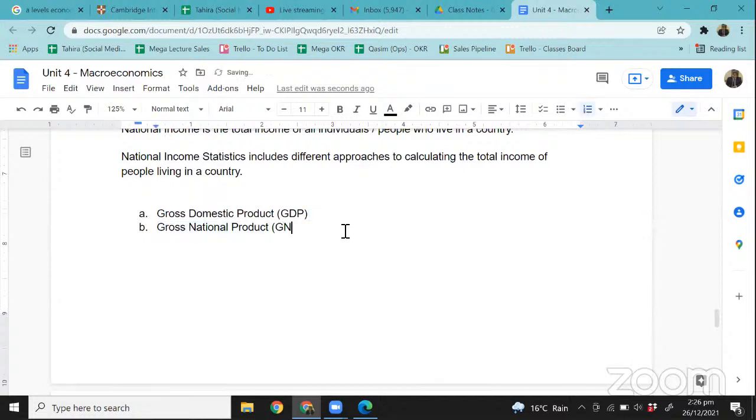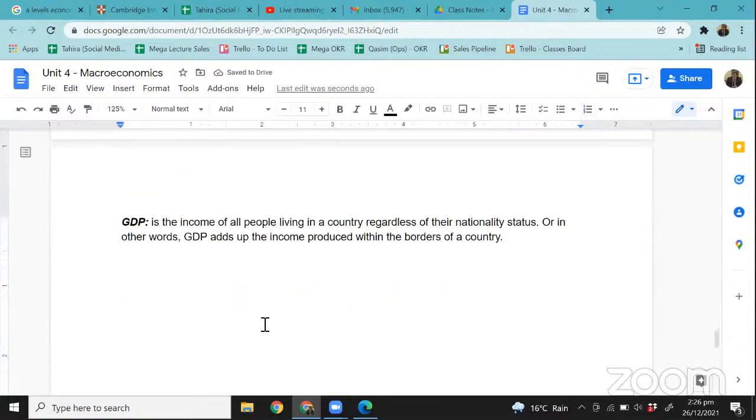Now, gross national product, the short form for which is GNP. Now, what is GNP, right? GNP, on the other hand, takes a different approach. You have to listen to this carefully, and then we'll stop here for today. So, GNP, gross national product, is the income of only a certain country's nationals, regardless of their place of residence.